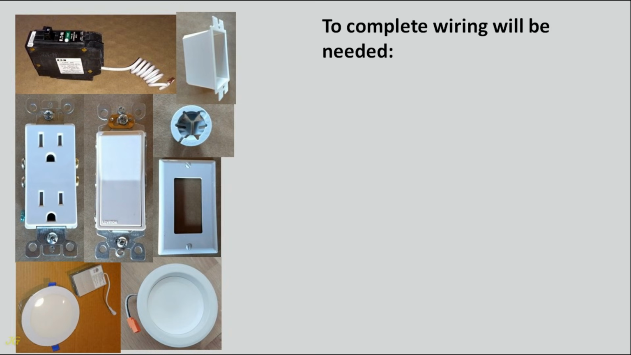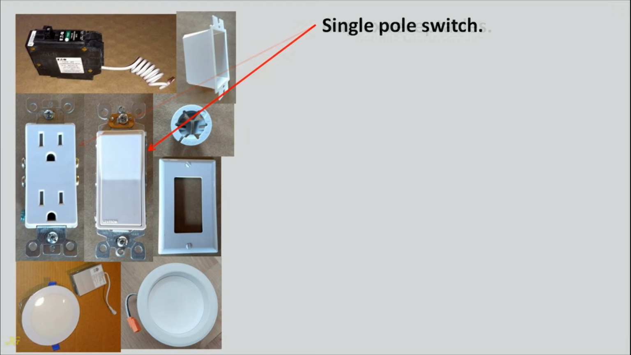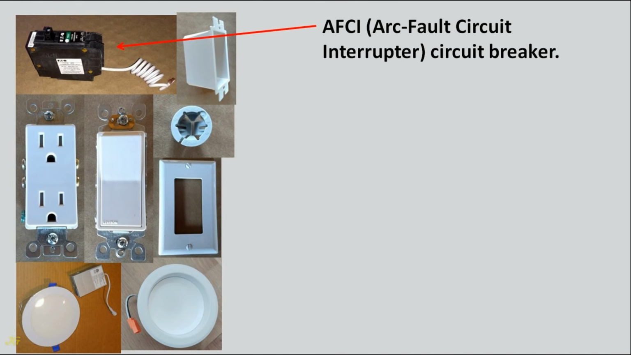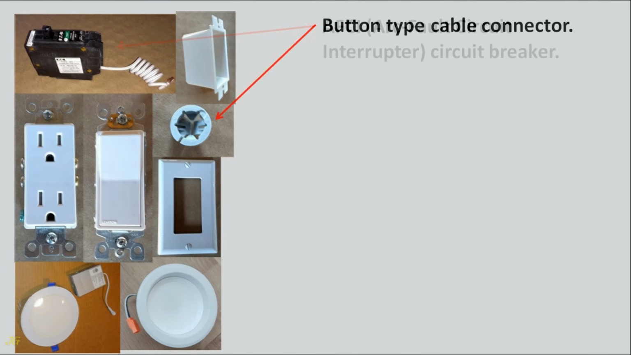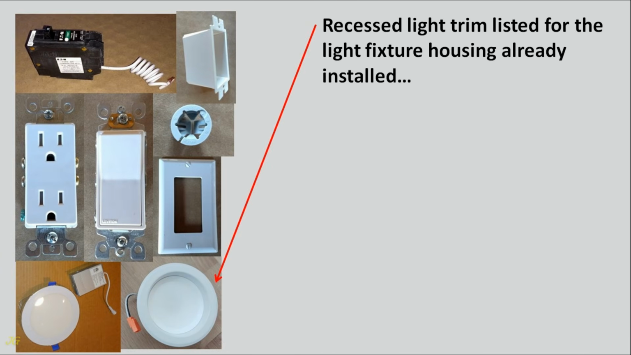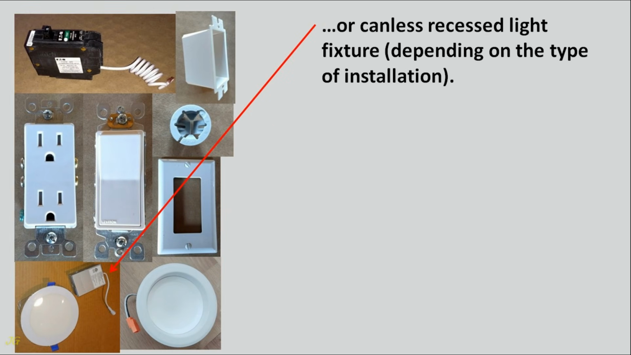To complete wiring will be needed duplex receptacles, single pole switch, switch and receptacle wall plates, AFCI, arc fault circuit interrupter, circuit breaker, button type cable connector. Box extender may be needed. Recessed light trim listed for the light fixture housing already installed, or canless recessed light fixture, depending on the type of installation.